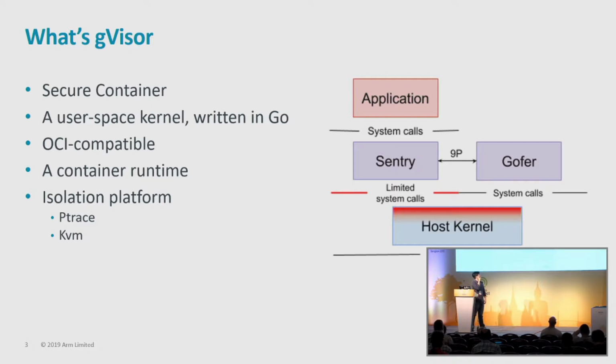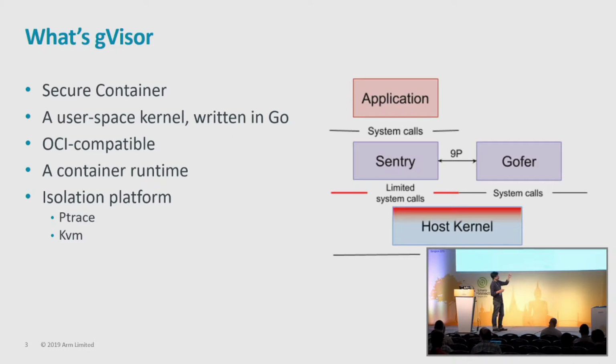Basically, gVisor container is a user space kernel. It was developed by Google for more than 4 or maybe 5 years, and just open sourced about 9 months ago. The gVisor container provides a container runtime. The name is runsc. And also, it's compatible with OCI. Please see the picture on the right side.